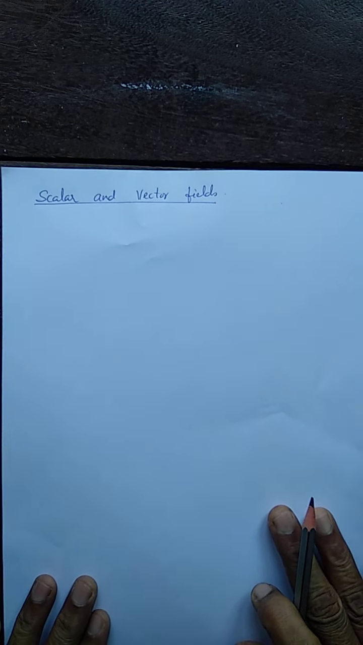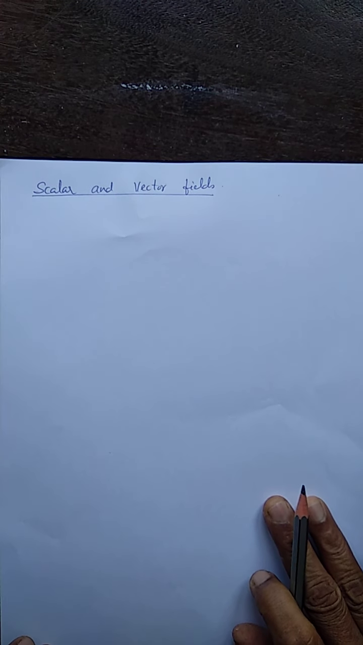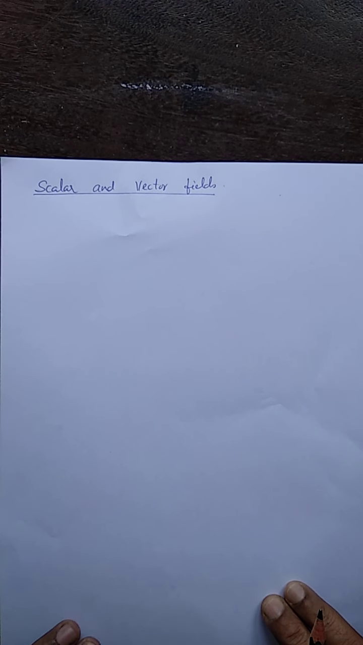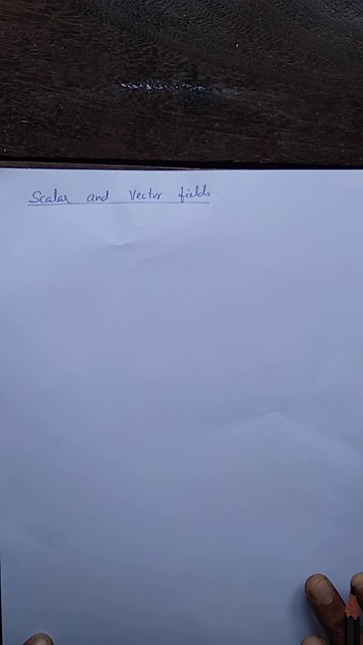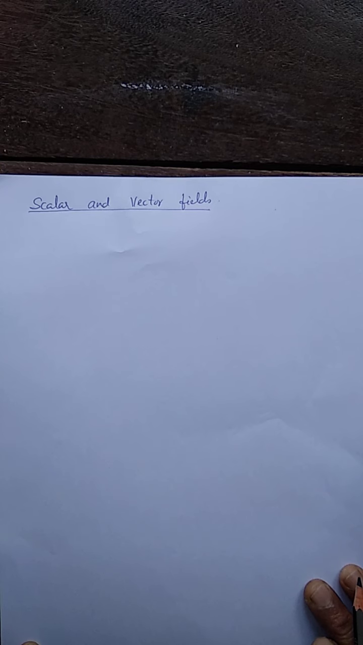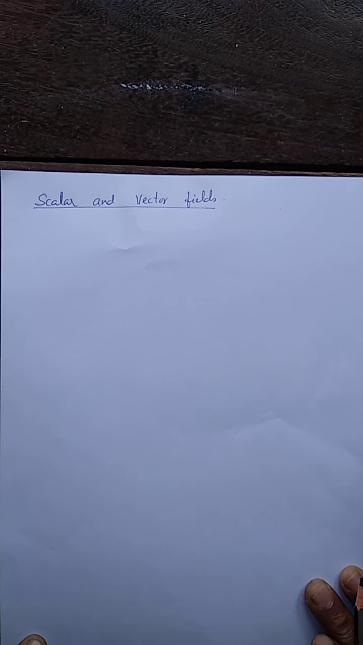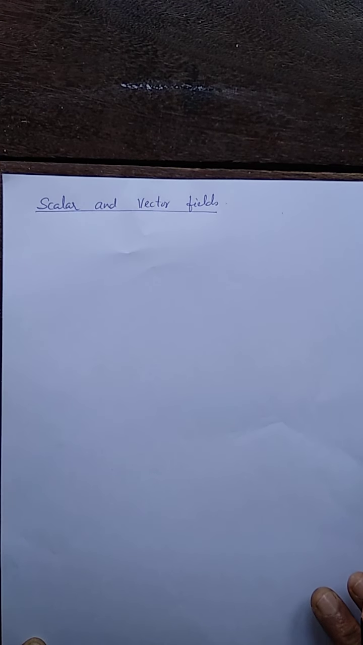You know what are scalars and vectors? A scalar quantity is one which is having only magnitude. A vector quantity is one having both magnitude and direction. Now today in this unit, let us study about scalar and vector fields. What are scalar and vector fields? This field concept was introduced by Michael Faraday into physical theory.